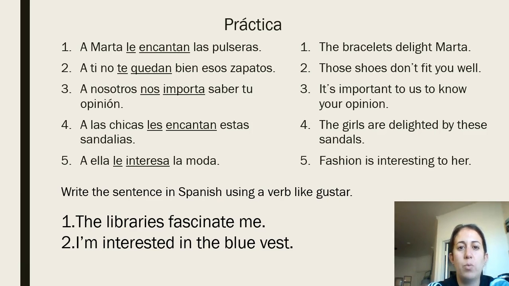Okay, and then I've got one last piece for you for your notes. I would like for you to write these sentences in Spanish. The libraries fascinate me, and I'm interested in the blue vest. So using our verbs like gustar and using that word order, I want you to put those sentences together. I will count your homework complete as long as you have those two sentences done. If you don't have those two sentences, I will not give you your full credit for getting your notes done.